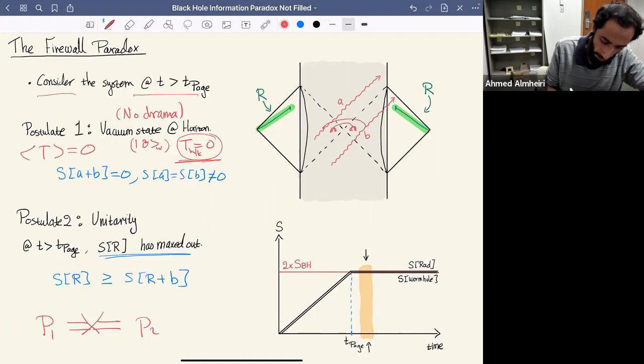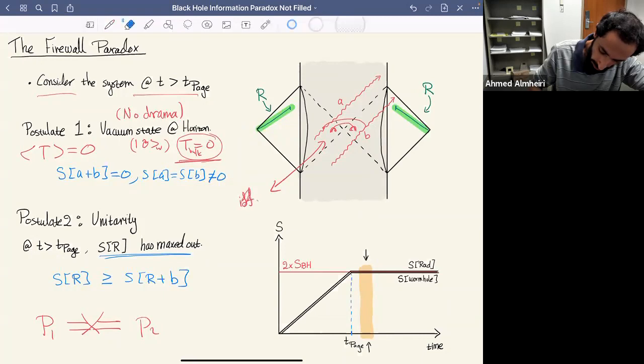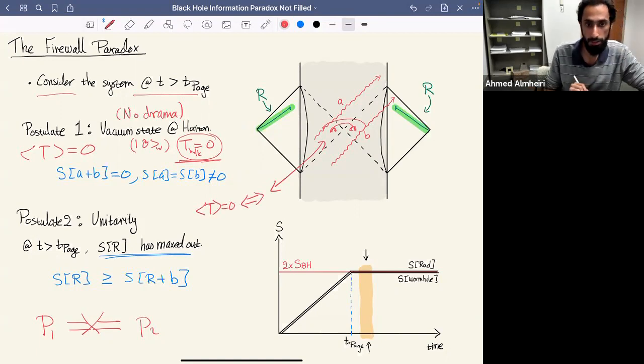I'm saying that this entanglement here is sort of an if and only if. Or maybe I should draw it symbolically, with the expectation value of T equal to 0 in the bulk. Okay. Yeah. Thanks. Okay. Any other questions?